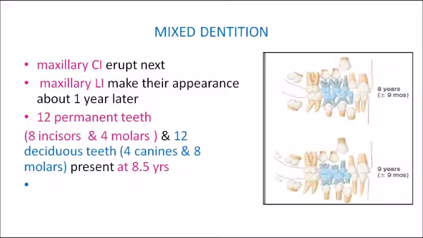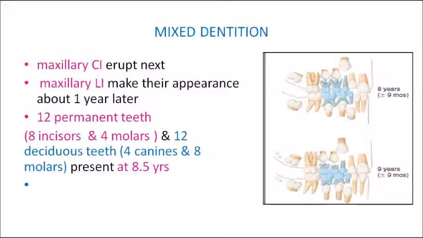And the next year, around 9 years of age, your lateral incisors in the upper arch also make their appearance. So the maxillary central incisors erupt, followed one year later by your maxillary lateral incisors. At 9 years of age, please look at the picture, you can notice that all your permanent incisors have erupted and made contact with each other, and you already have your permanent first molars. So at around 8.5 years of age, there will be 12 permanent teeth. That is your 4 first permanent molars and 8 incisors.